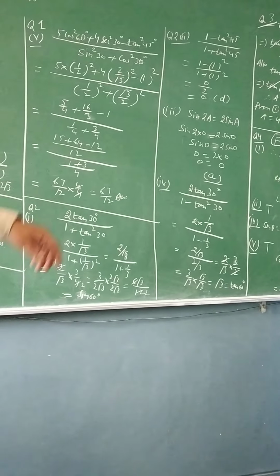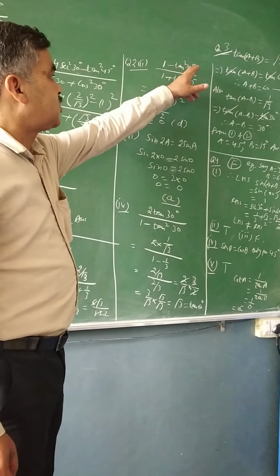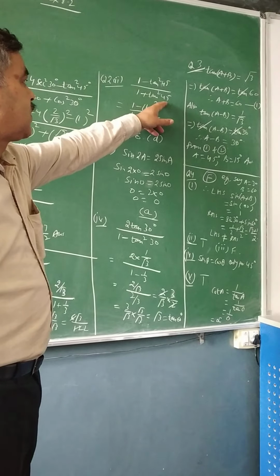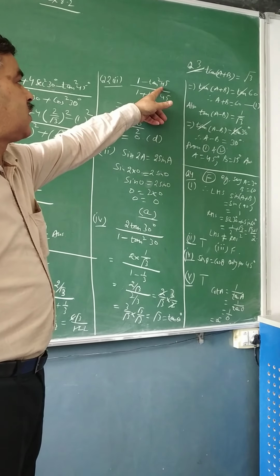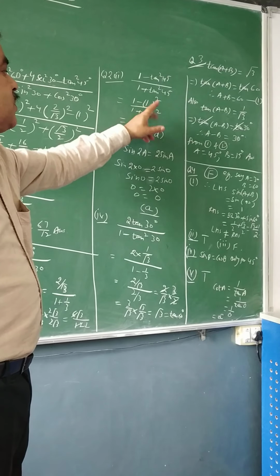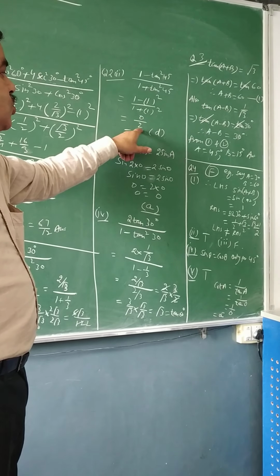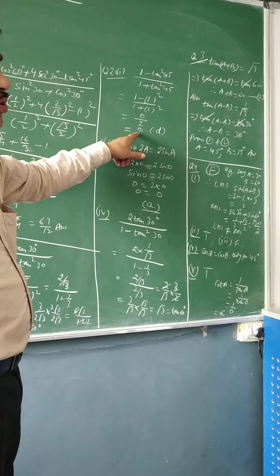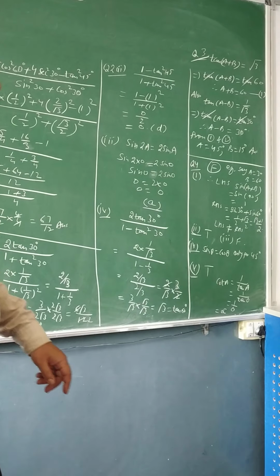Then second part again, 1 minus tangent square 45 upon 1 plus tangent square 45. You know tangent 45 is 1. So 1 square and 1 square. So 1 minus 1 becomes 0 and 1 plus 1 is 2. 0 divided by any number is equal to 0. So option D is the correct option.